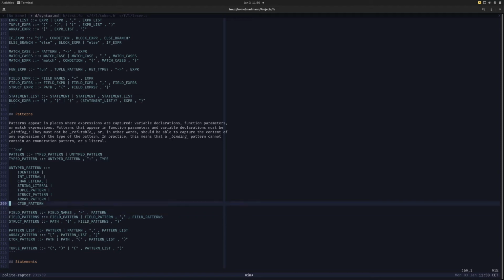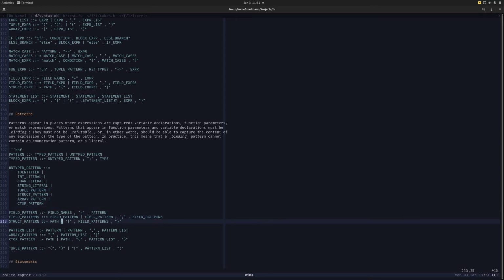So here, I don't have the distinction, and all I have is patterns, where a pattern is a type pattern or a non-type pattern. If it's a type pattern, it's just a pattern with a type annotation, and an untyped pattern is a pattern without a type annotation, sorry. So a pattern is an identifier, an integer literal, a character literal, a string literal, a tuple pattern, a structure pattern, an array pattern, or a constructor pattern.